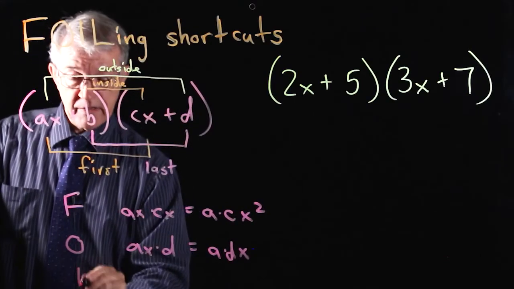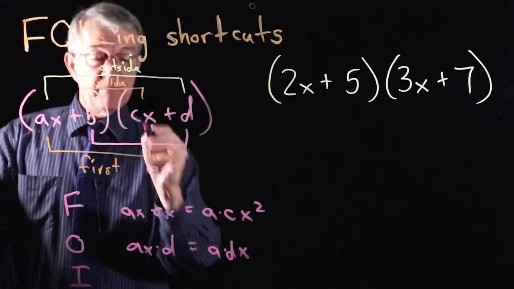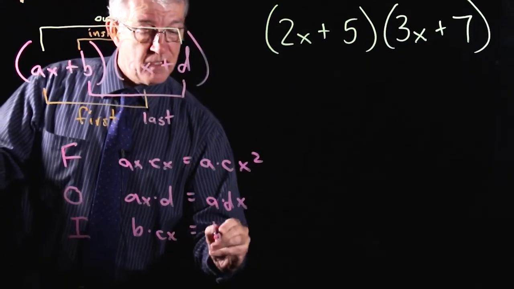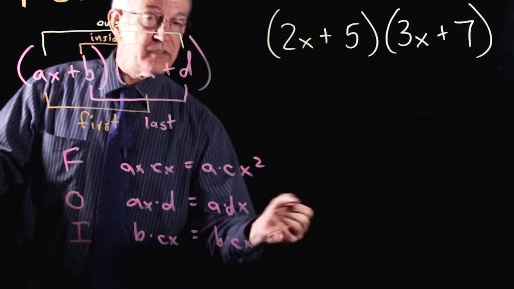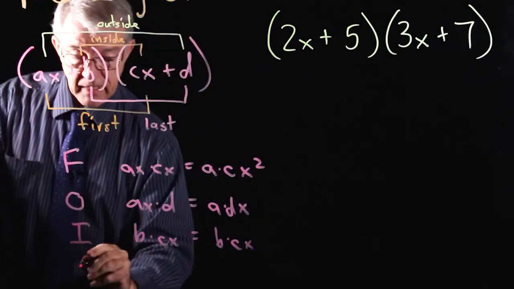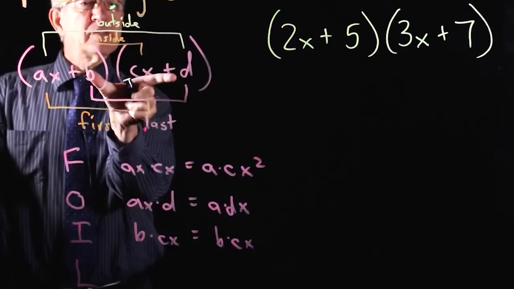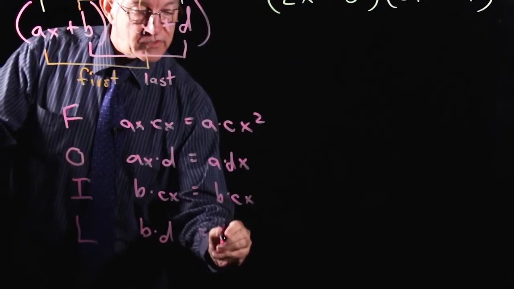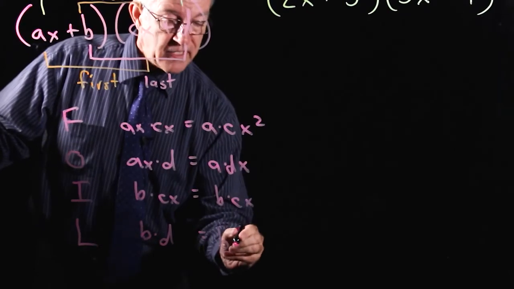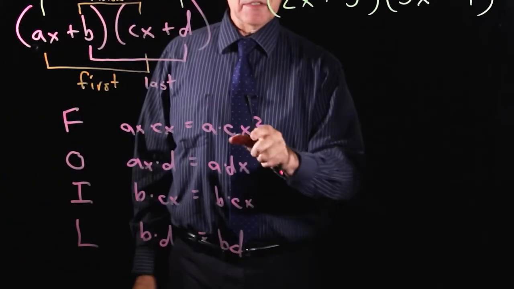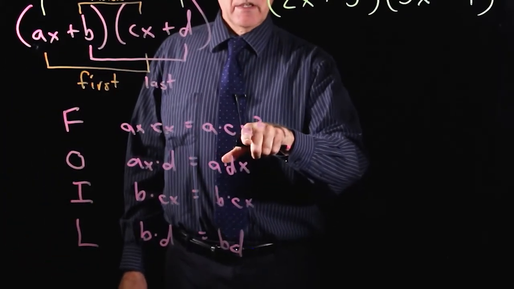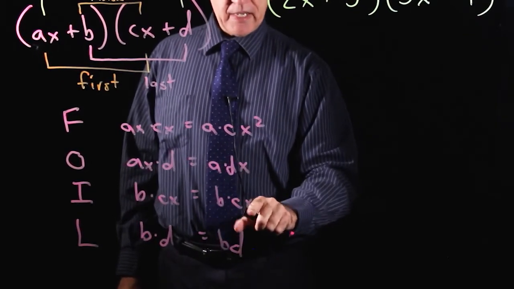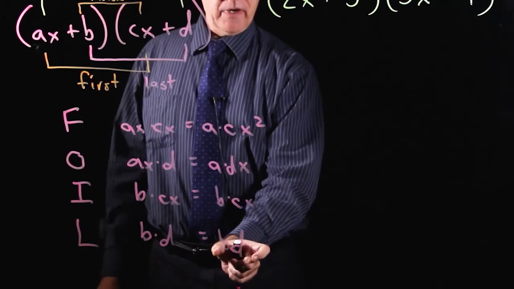Doing the inside, this is the I. We have B times CX, and this one's friendly enough that the numbers are already there, and there's the variable at the end. And then the L, the last, so that's the B times the D, and that's just numbers, so that one's fairly simple, B, D. And so what you notice in this is this has a degree of 2, it has an X squared, both of these have X, and the last has no variable at all.